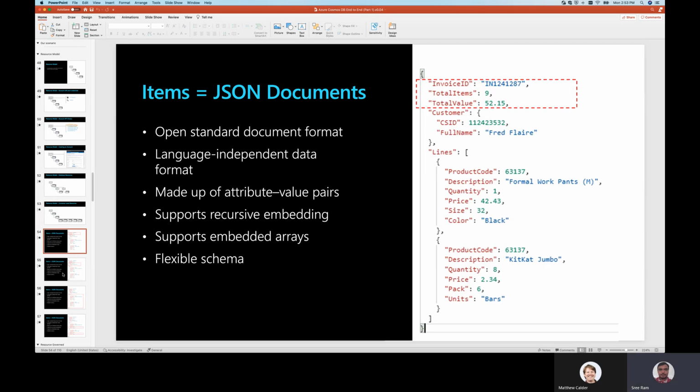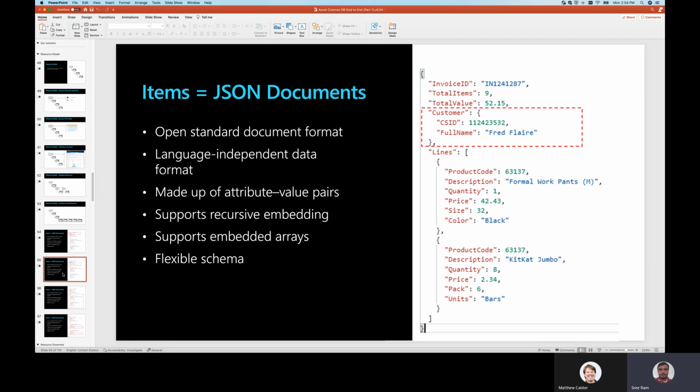So items are nothing but JSON documents. Why JSON? Because JSON is an open standard document format, which is very popular, and therefore we chose JSON to be our document. It is language independent. It works on contracts. It looks like key value pairs. It can have arrays as embedded items, and it supports recursion or recursive embedding. And last but not least, this schema is very, very flexible, and therefore we chose JSON documents to be our items.